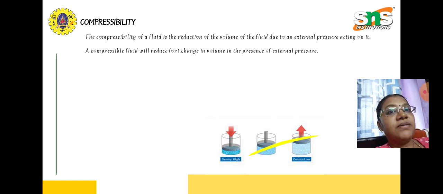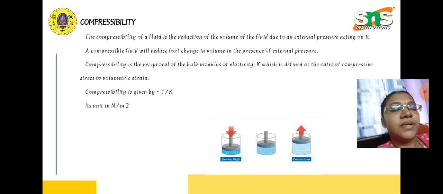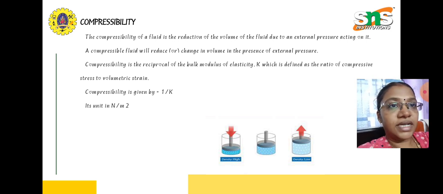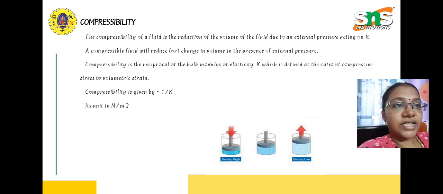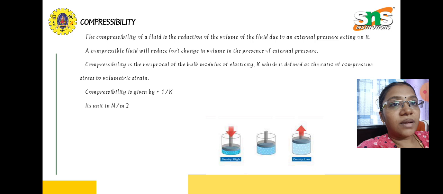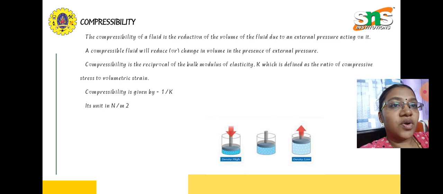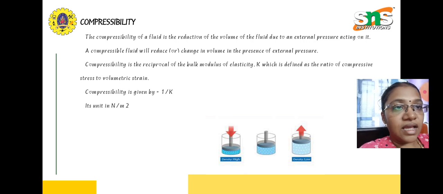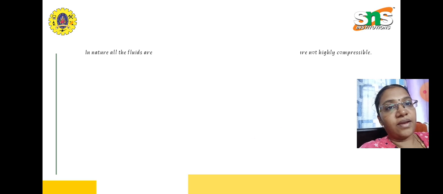Next, what is compressibility? It is an important term. The compressibility of any fluid is the reduction of the volume of the fluid due to an external pressure acting on it. A compressible fluid will reduce in volume in the presence of external pressure, and it is also the reciprocal of the bulk modulus of elasticity, which is defined as the ratio of the compressive stress to the volumetric strain. Its unit is Newton per meter square, and it is given by 1 by K.